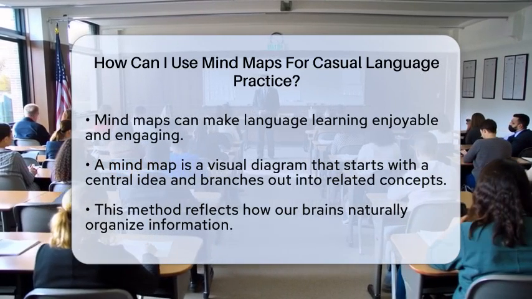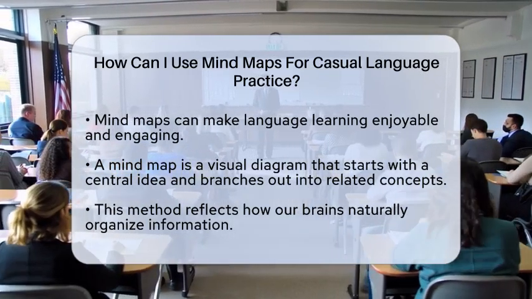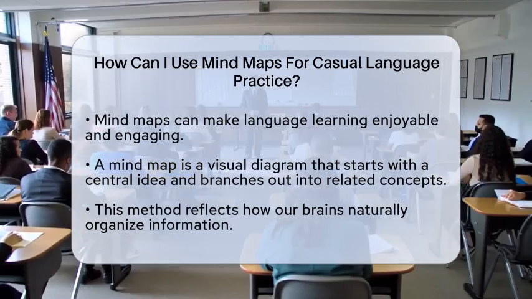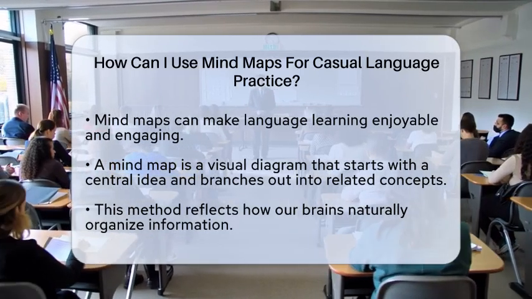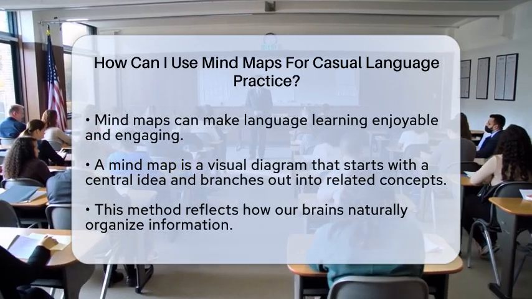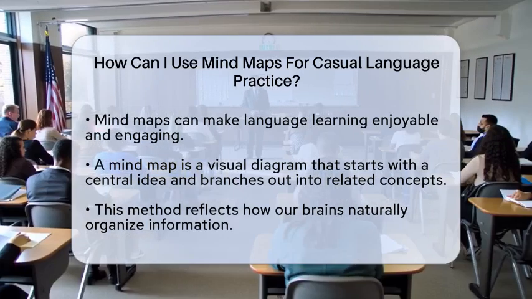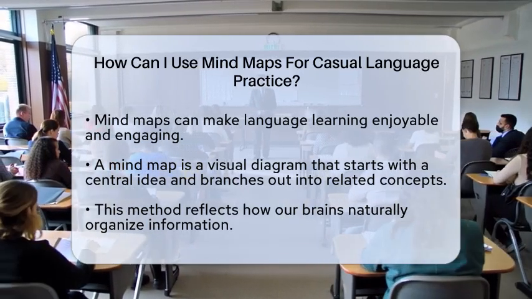First, let's clarify what a mind map is. It is a visual diagram that starts with a central idea and branches out into related concepts. This method mimics the brain's natural way of organizing information. It allows you to group related ideas together using colors, images, and keywords.